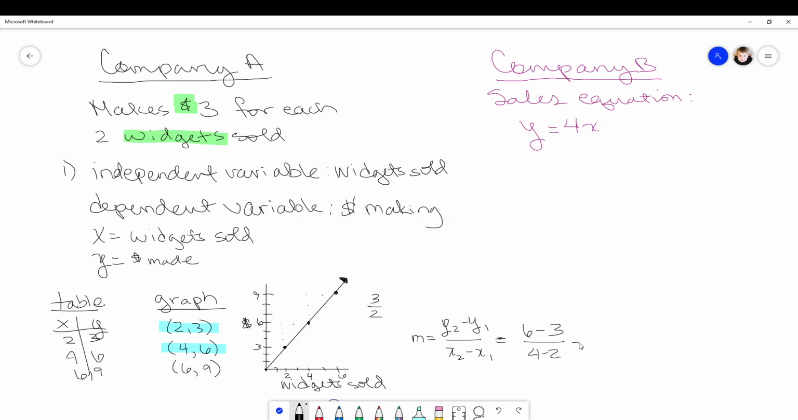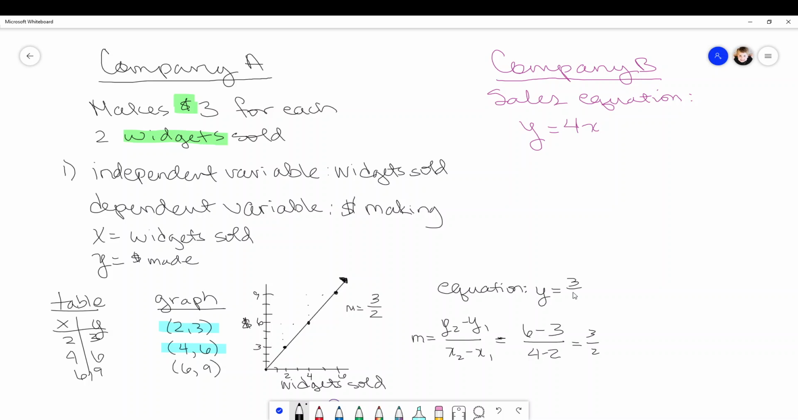So now I have my slope, and I can write my equation. I found the slope, and all I have to do is write y equals, and then make my slope the coefficient of x. And there's nothing to add or subtract to it because my y is 0 when my x is 0, so I don't have to add anything or subtract anything onto that. Okay, so that's company A.